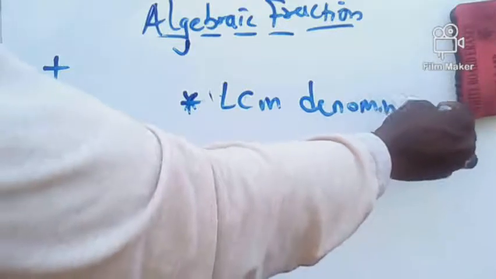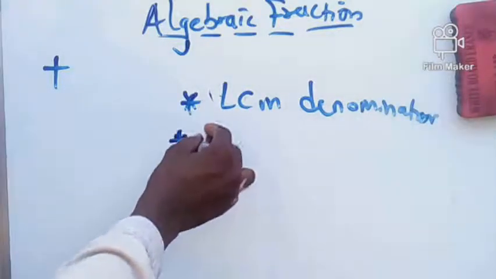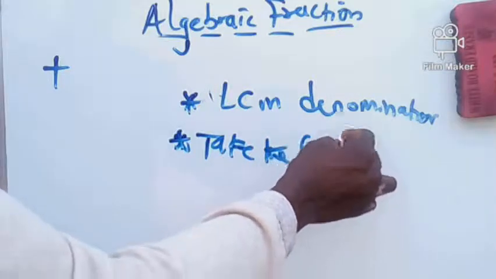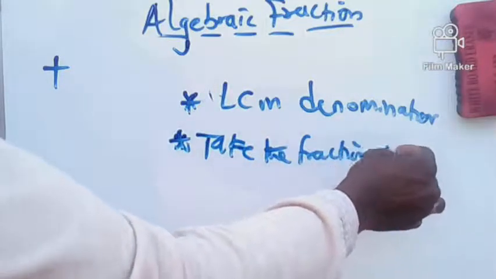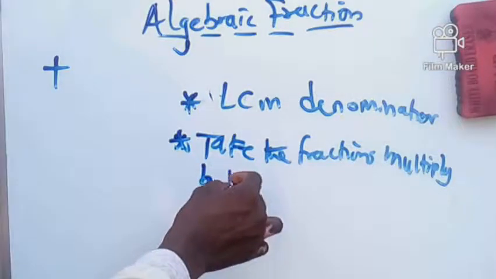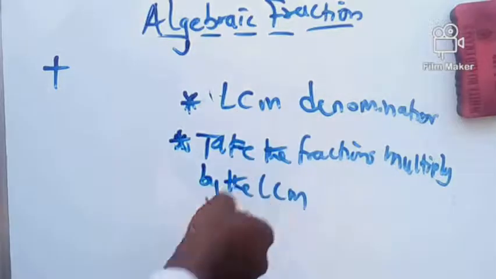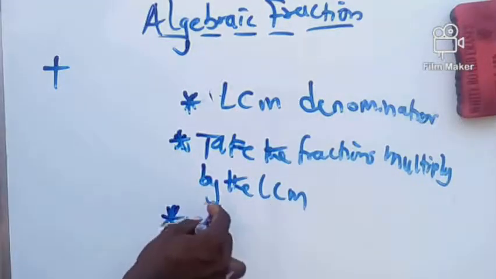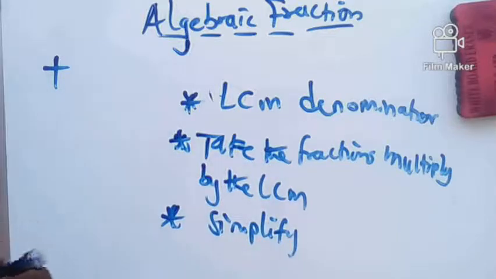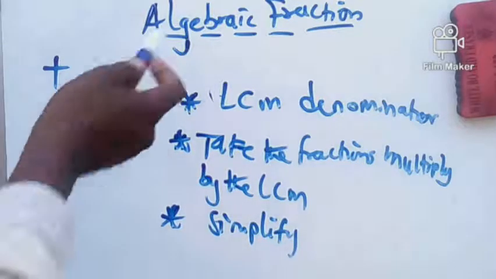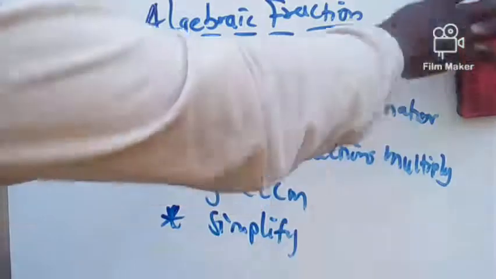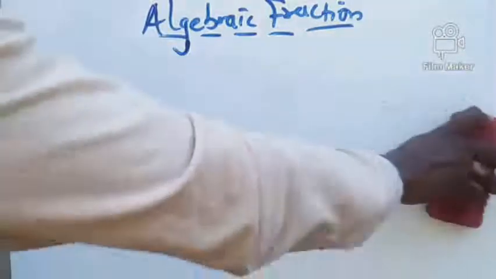That's the first step. And after which, take each of the fractions and multiply by the LCM. And then you simplify. Then the next stage is what? Simplify. So those are the little steps involved when tackling problems on simplification of algebraic fractions. So let's take another example involving this strategy.